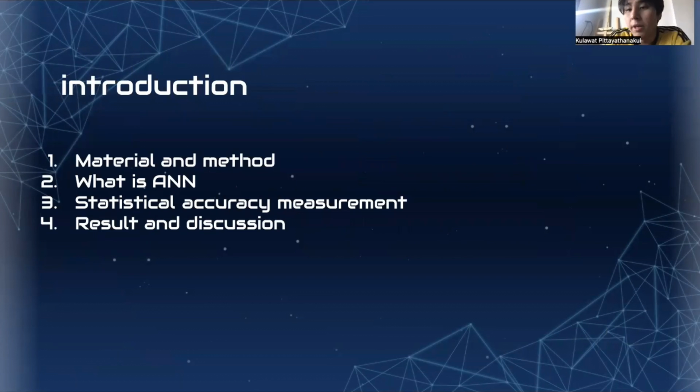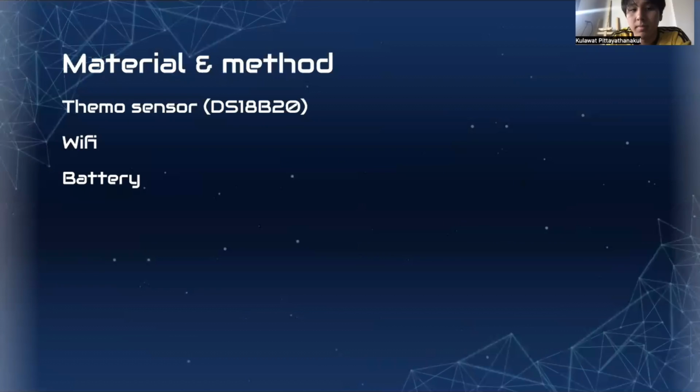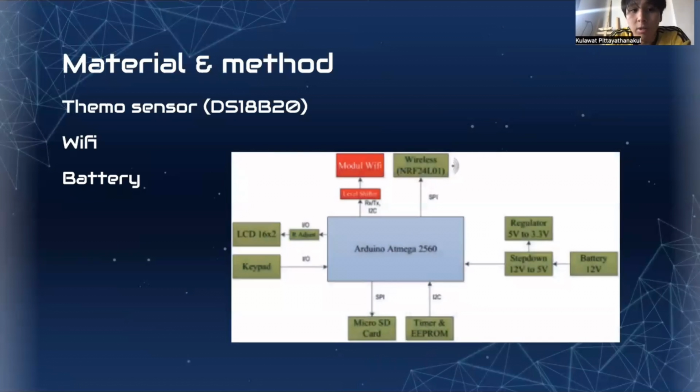This is our topic. The first one is material and method. The second one is what is ANN. The third one is statistical accuracy measurement. And the fourth one is result and discussion. For material and method, we're going to talk about the thermal sensor.